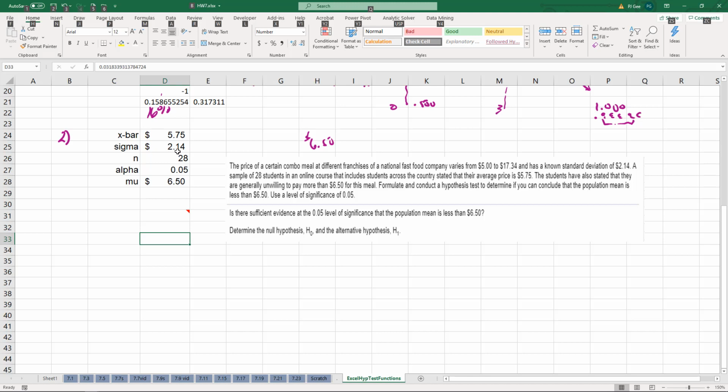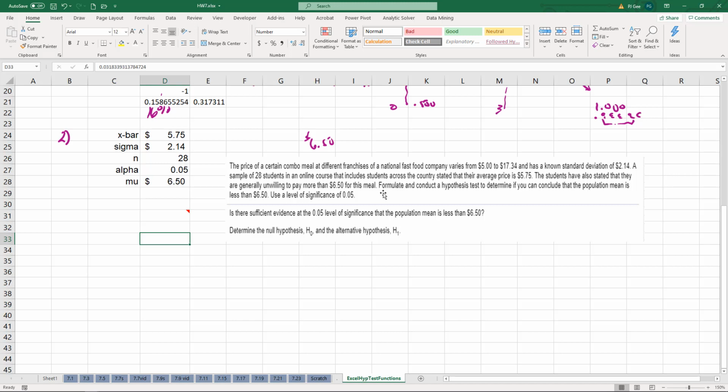Remember, that's your variability, as standard deviation is in the same units as your native units of what you're measuring here, and n is equal to 28. The alpha is 0.05. We want to know at a confidence level of 95%, okay, or the level of significance is 5%, and mu, so a population mean, is thought to be 650.